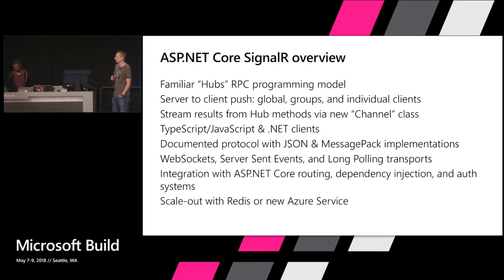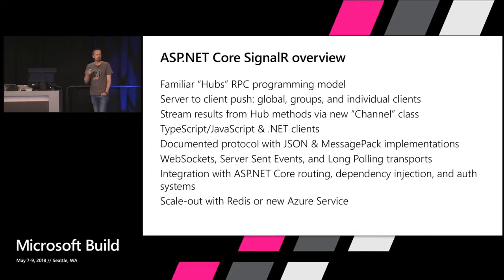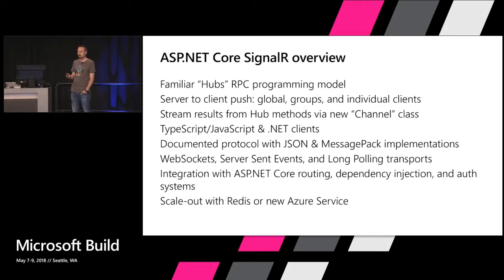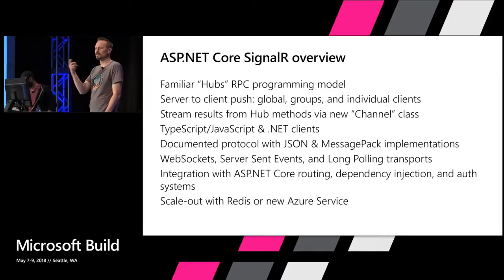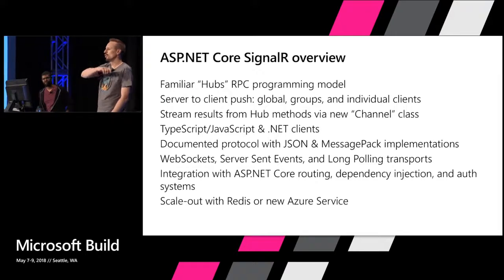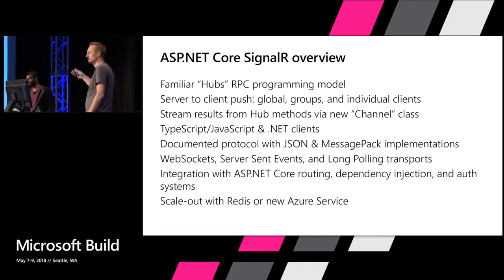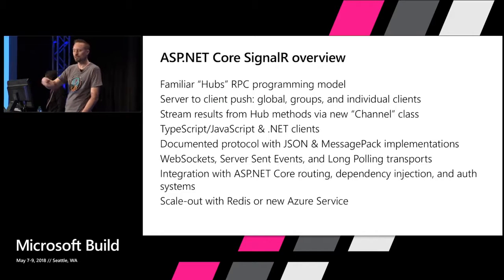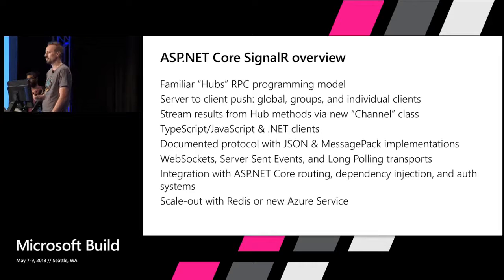So just a quick overview. SignalR in ASP.NET Core is very similar to what you know already. There are some changes. It's the same hubs remote procedure call or RPC programming model that you're used to in SignalR. You get that server-to-client push capability. You can push to all users, or broadcast as we used to call it. You can push to groups. You can add and remove people from groups, and obviously you can push to individual connections as well.